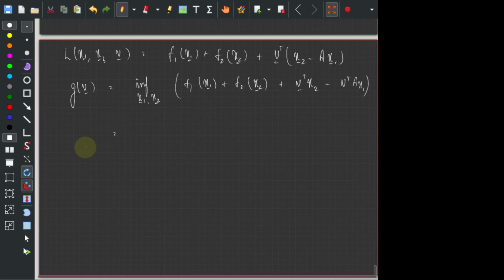Right. So this is just by definition. I'm just using the definition of the Lagrange dual. Right. Okay. Let me split out the terms which contain x1 and contain x2. This is equal to the infimum over all possible x1 of f1 of x1 minus v transpose A x1, plus the infimum over all possible x2 of f2 of x2 plus v transpose x2.